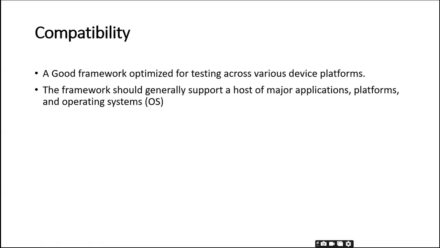Next is compatibility. A good framework is optimized for testing across various device platforms, right? Our framework should be compatible to run on different platforms, like different operating systems as well as different browsers. If we are doing mobile automation, it should be compatible with Android and iOS. A good framework should generally support a host of major application platforms and operating systems.